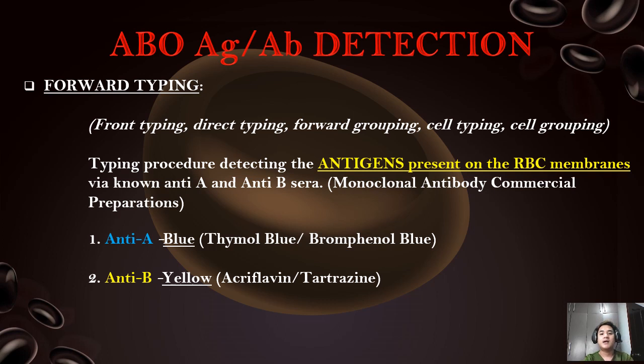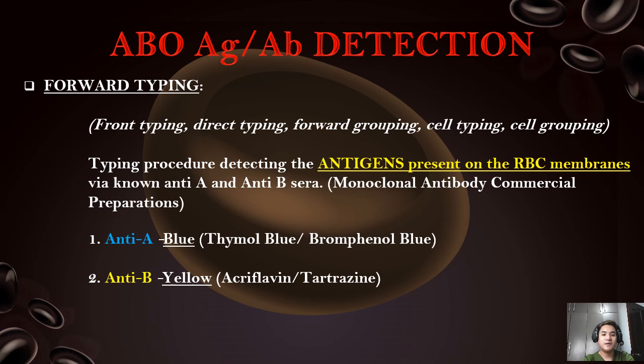So in blood bank, the most common requisition sent is ABO typing, and these procedures can be classified into forward and reverse typing. Beginning with forward typing, different terminologies are also associated with it, such as front typing, direct typing, forward grouping, cell typing, and cell grouping. But despite the many terminologies used, they all fall under the same procedure, and that is detecting the antigen or antigens present on the RBCs or red blood cell surfaces.